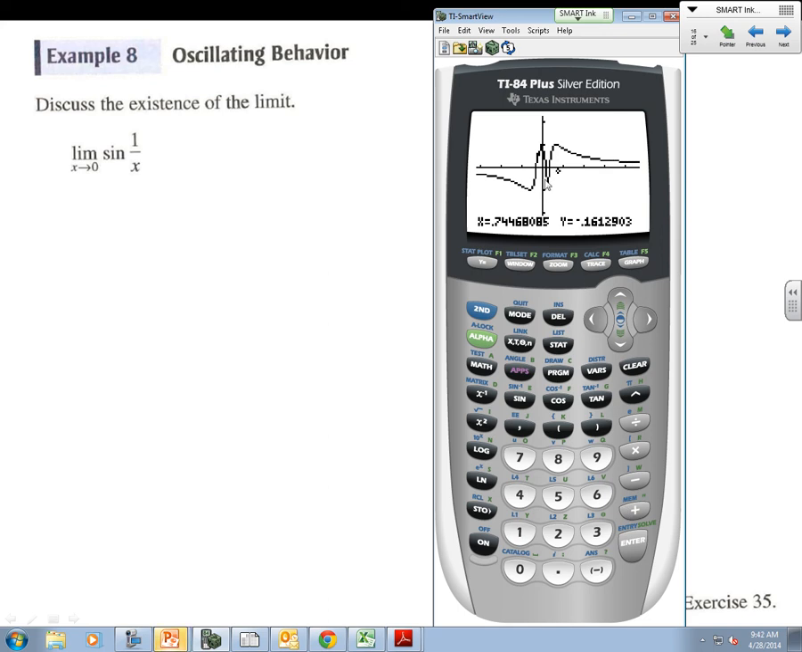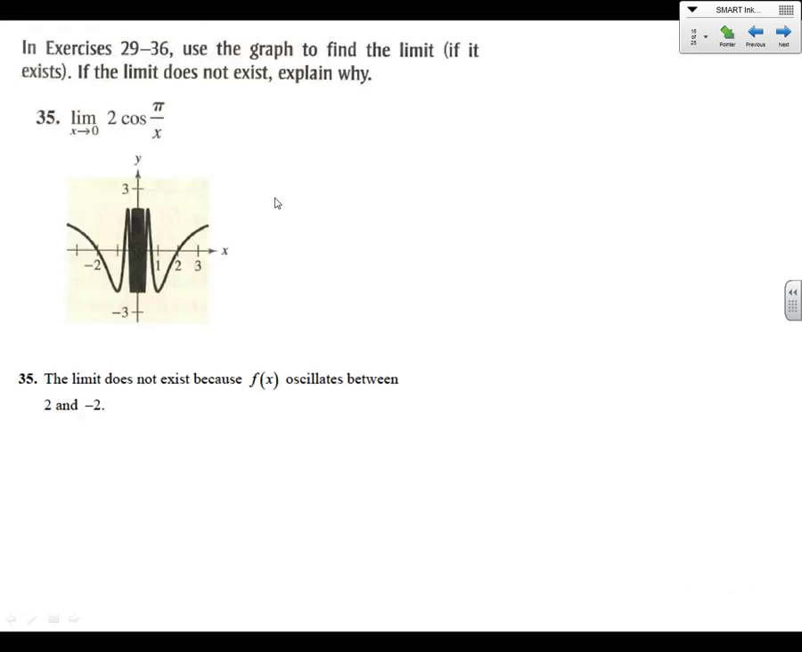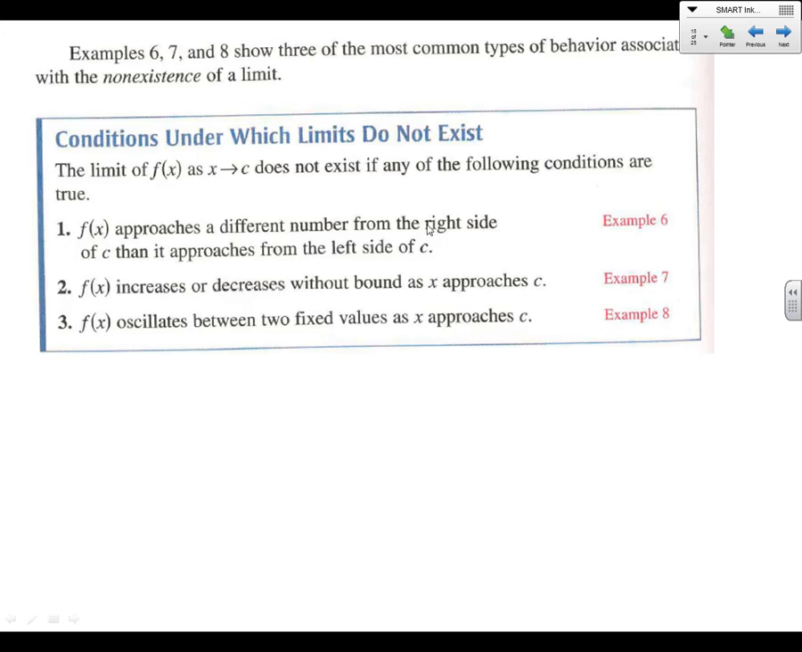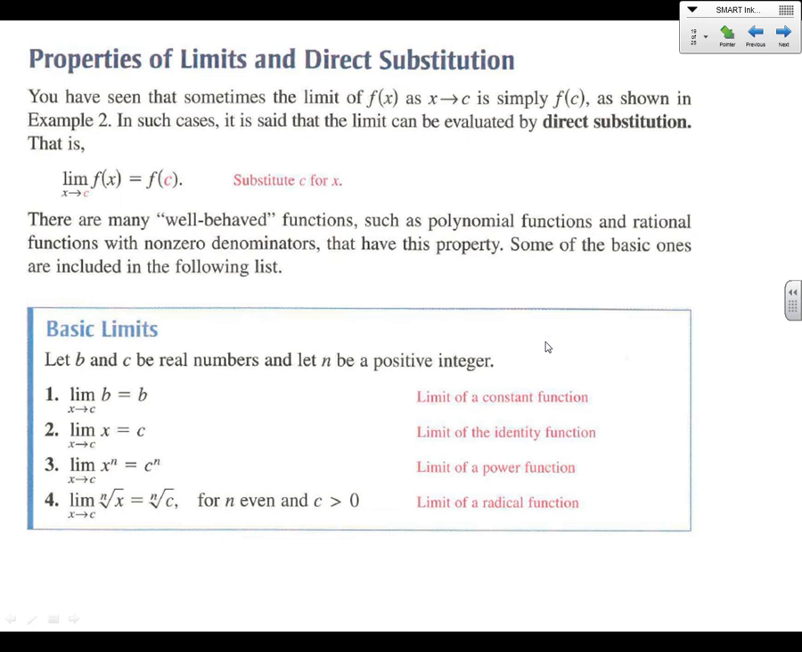All right, so as we're approaching 0 here, notice that our value is going up and down. It's what's called oscillating. And if we're oscillating, going up and down, then we're not going to have a limit either. So we can see right away on 35, this limit does not exist at 0 because we have oscillating behavior. Those written down are the 3 reasons we're not going to have a limit. You can pause this and get those down. Examples 6, 7, and 8 described all 3 of those. Get those, and we're going to move on to properties of limits.